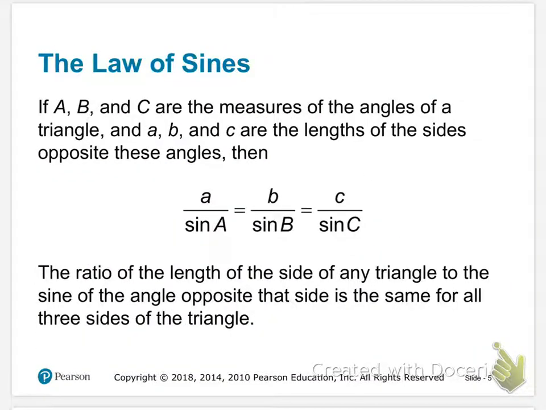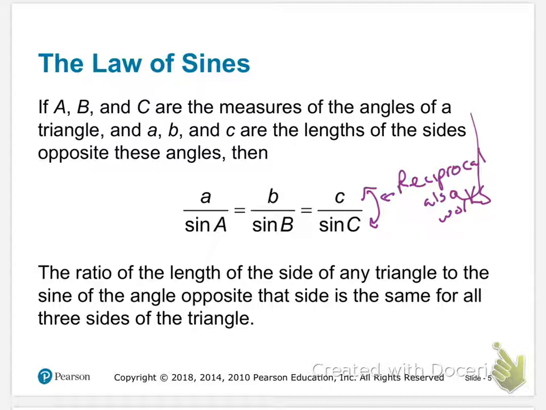Okay, the law of sines. You guys have seen this before. So if A, B, and C, capital letters, are angle measures of the triangle, and a, b, and c, lowercase letters, are the lengths of the sides opposite those angles, then we have a over sine of angle A, b over sine of angle B, equals c over sine of angle C. A lot of people have seen this in reverse. Either way works as long as you keep it consistent. So I made a little note and said the reciprocal also works.